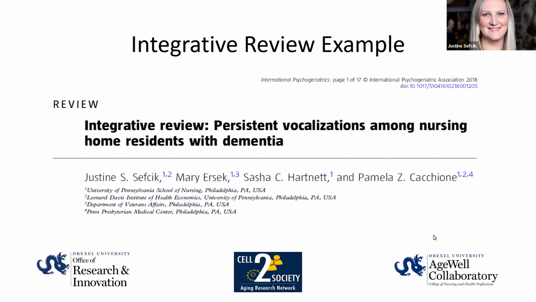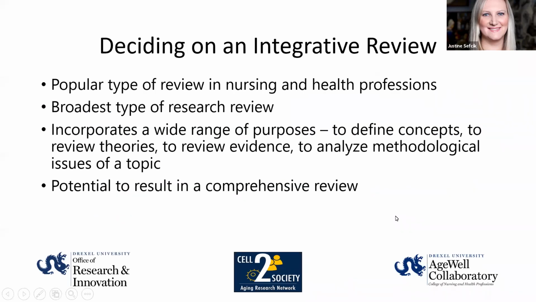So I will be giving some examples of this paper as we move forward. So deciding on an integrative review, this is a popular type of review in nursing and health professions. And according to that Whittemore article, and as far as I know, this is the broadest type of research review when looking at the literature. But as I said, things are constantly evolving.